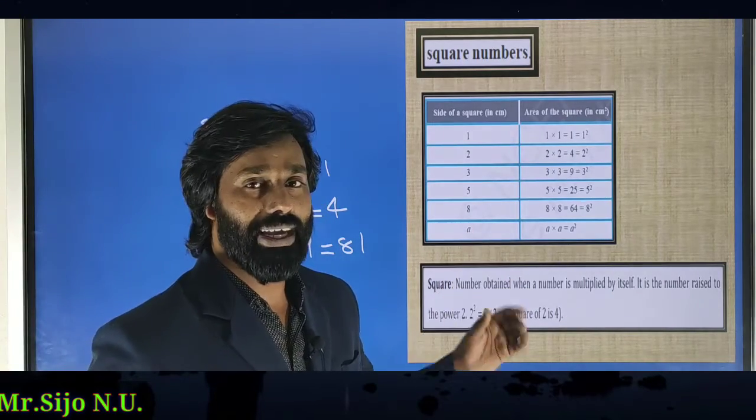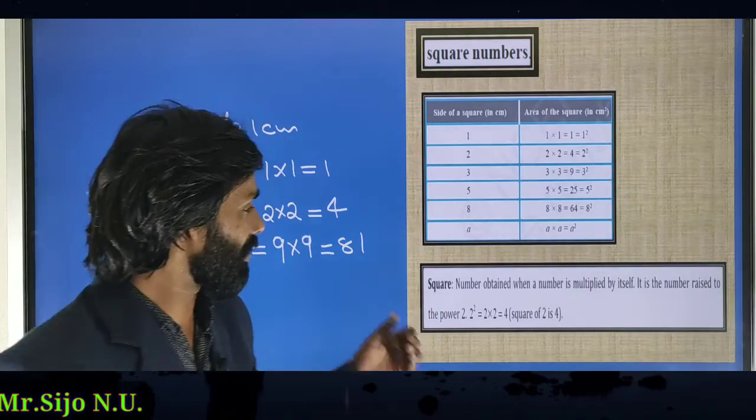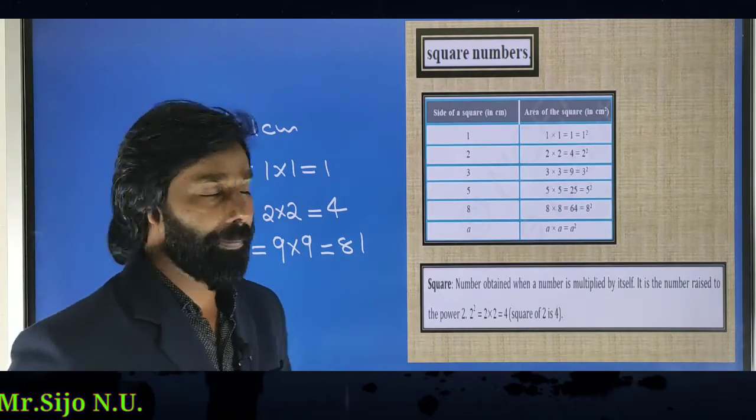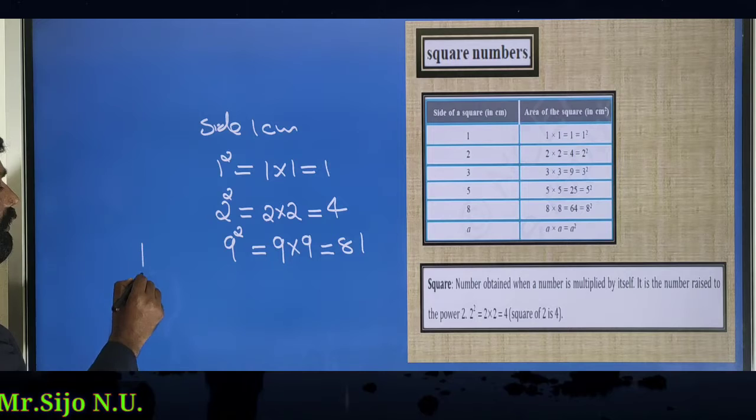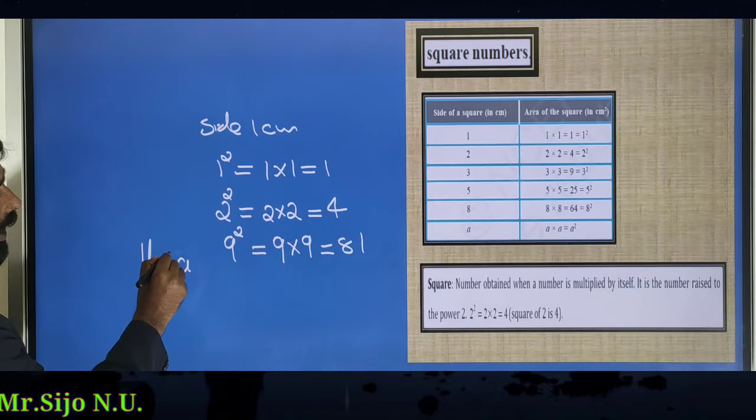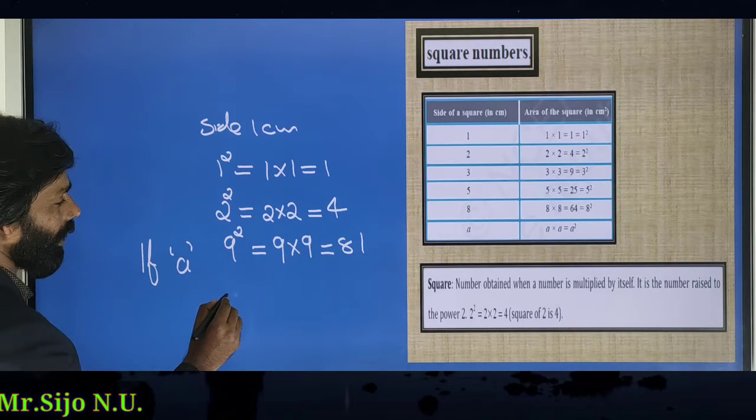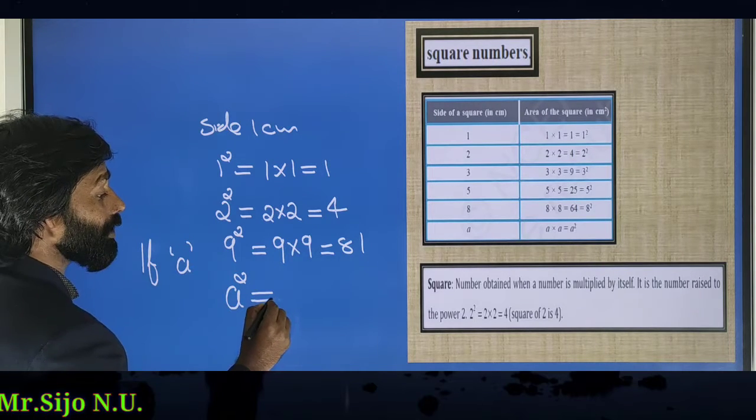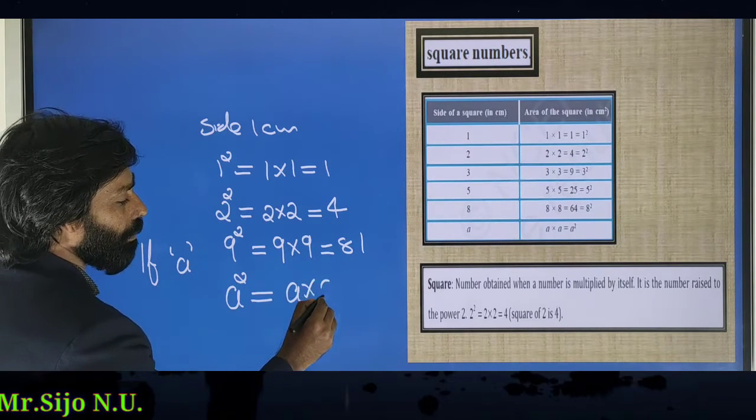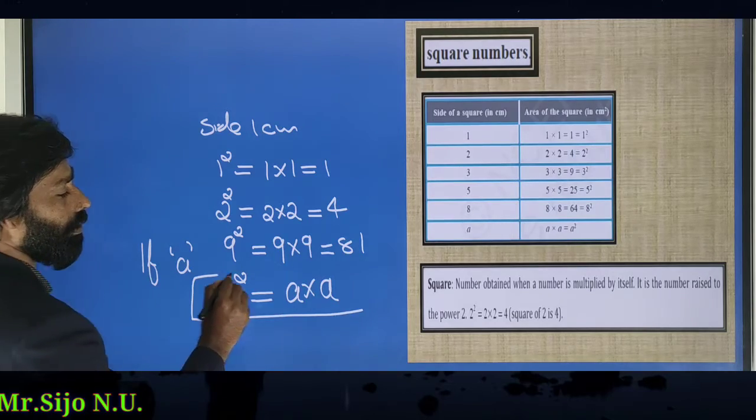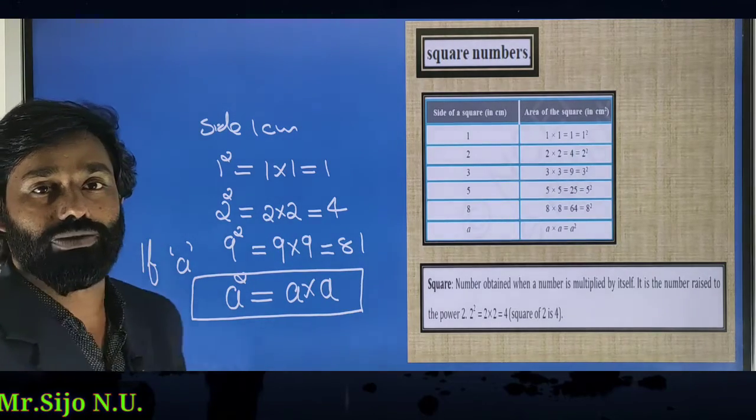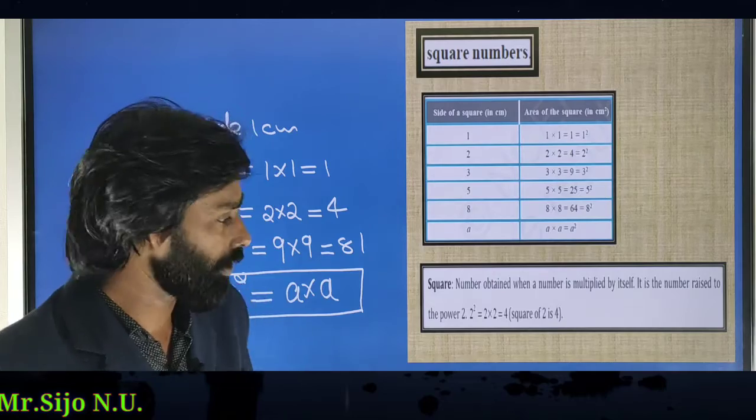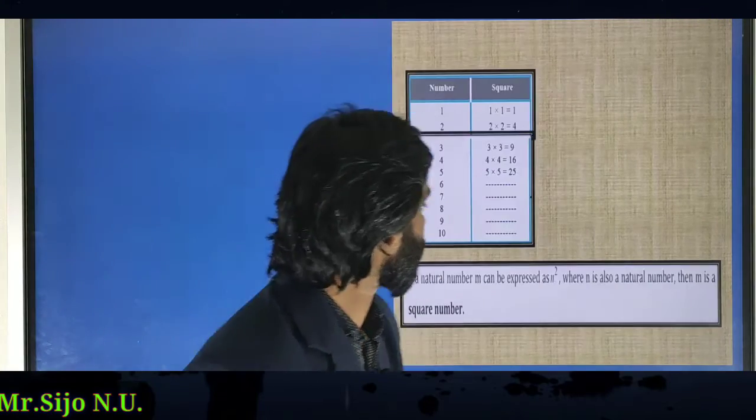So we can generalize these things: take that number as a. Then if the number is a, we can write its square as a square, right? What does it mean? That means that number multiplying with that number itself. So this is the concept of square. Hope you understood. Let us move to the next section.